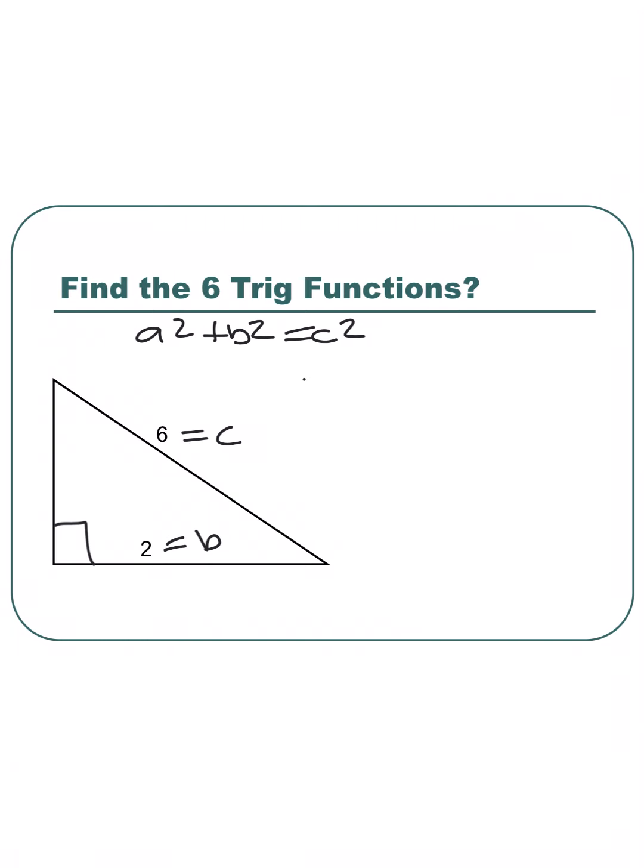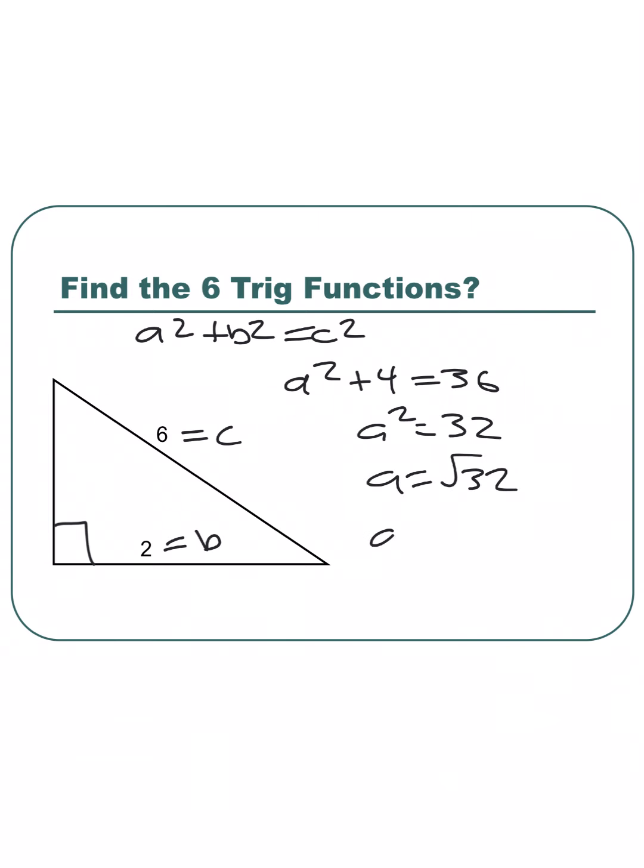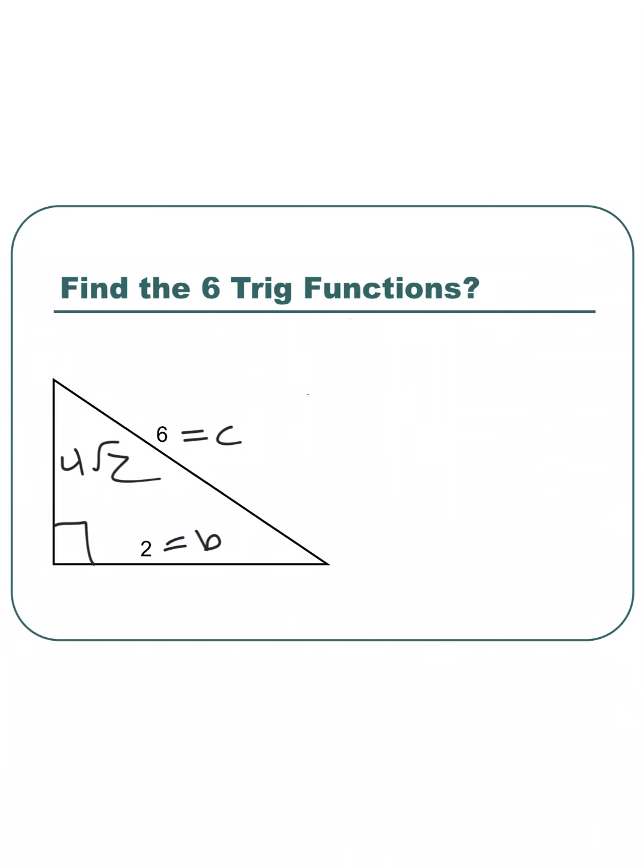If I go ahead and plug things in, then we have a squared plus 4 equals 36. Subtracting 4 on both sides, we get a squared equals 32, which means a is the square root of 32. And if I simplify that, we get a equals 4 radical 2. So I now know my missing side. Now that I have all of my sides, I can go ahead and find my functions.